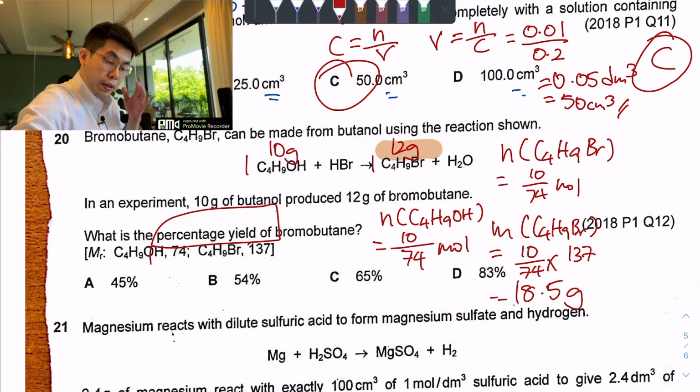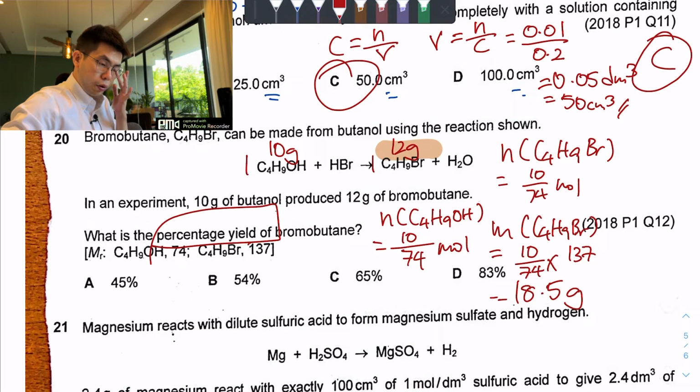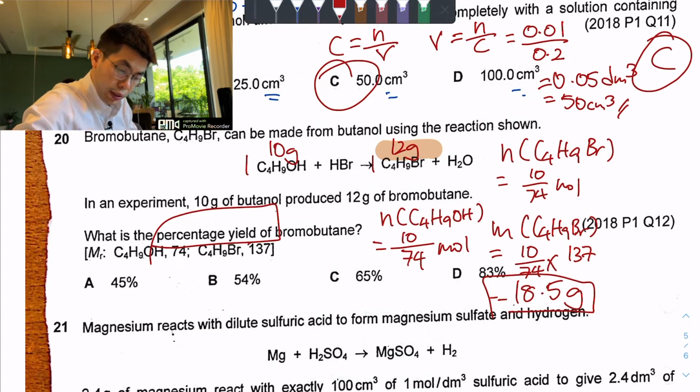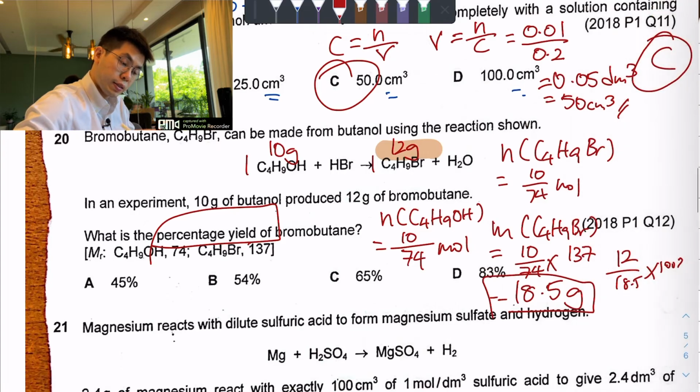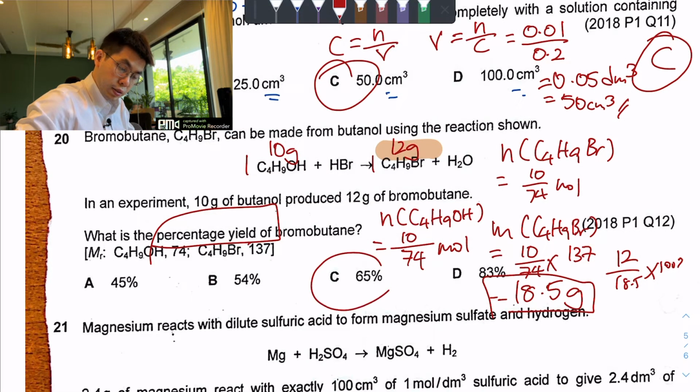So the theoretical mass is 18.5, but I only got 12. So that will be 12 divided by 18.5 times 100%. Calculator again, 12 divided by 18.5 times 100%. So that will be 65%. So the answer here is C.